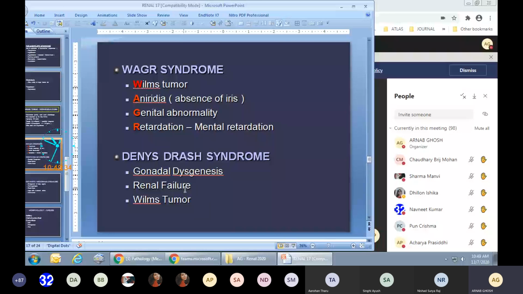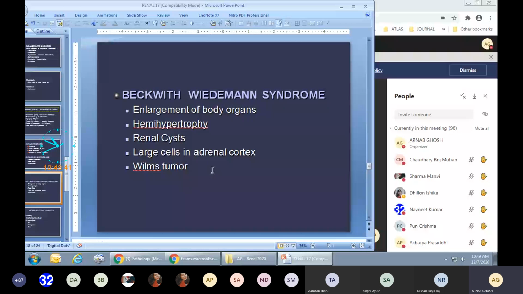And third one is a big long name, that is Beckwith-Wiedemann syndrome. Beckwith-Wiedemann. The name Wiedemann is a German name, so spelling is important. W-I-E-D-E-M-A-N-N, double N. Okay, Wiedemann. So this spelling you remember. Okay, Beckwith-Wiedemann syndrome. So here you remember that as the name is large, so the features also will be something with enlargement or large size like that. Okay, remember in that way.